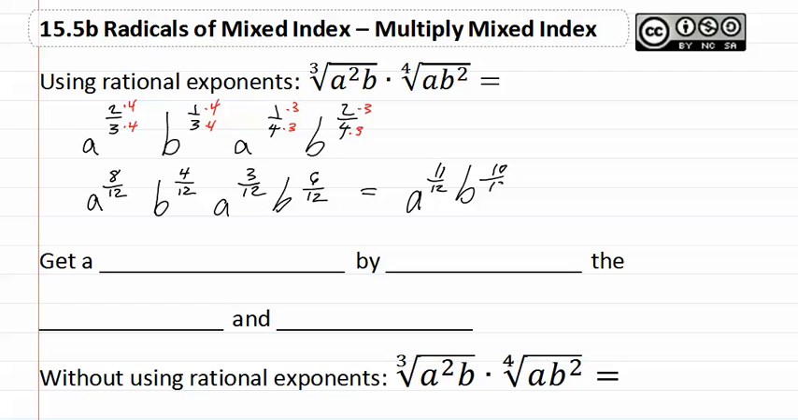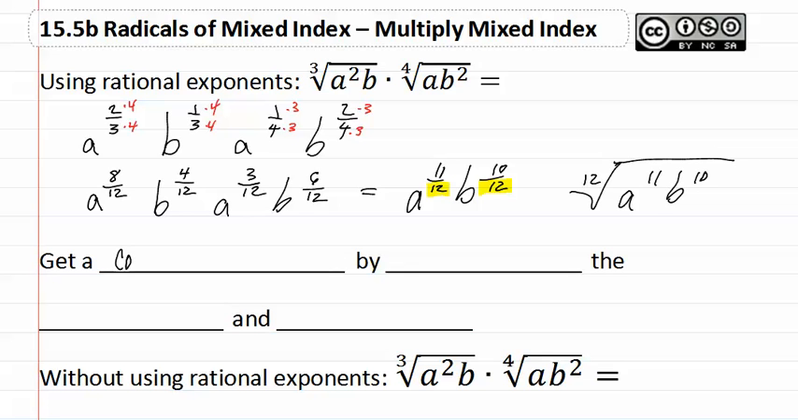Then we could add together the exponents, so our a's would become a to the 11/12, b to the 10/12. Now that our two denominators match and we've simplified, we can now make that denominator the index and have a to the 11th, b to the 10th. As you can see, this would be very time consuming, so we have another method.